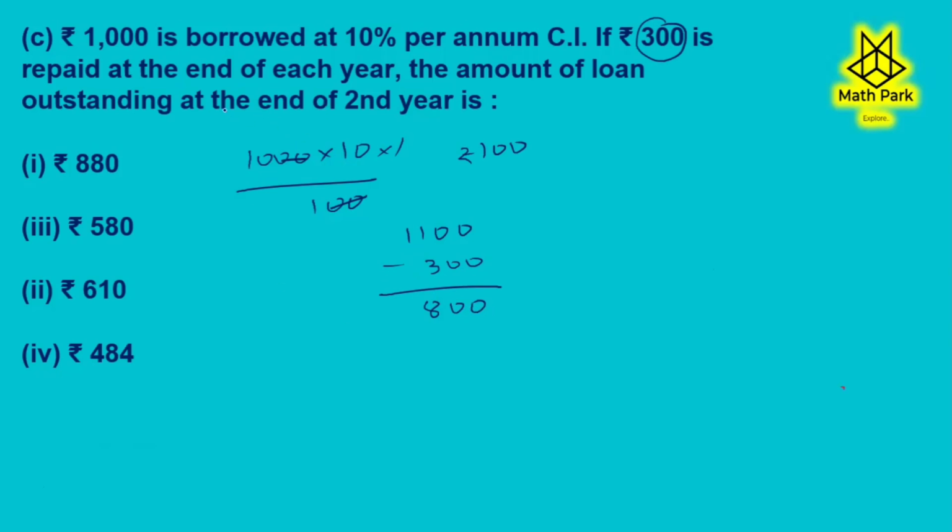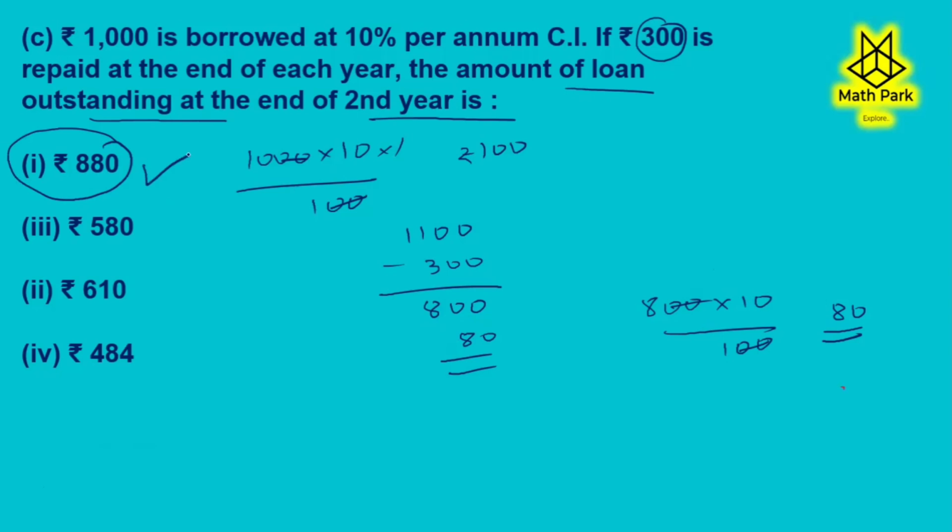So we get 800 rupees as the money that we have to pay at the end of the second year. After the first year, this is the amount left. Now we calculate the interest on this. So 800 into 10 upon 100, which is rupees 80 more. So rupees 80 more is the interest on this amount. So the amount of loan outstanding at the end of the second year is going to be this 800 plus 80, which is the interest. That is rupees 880.